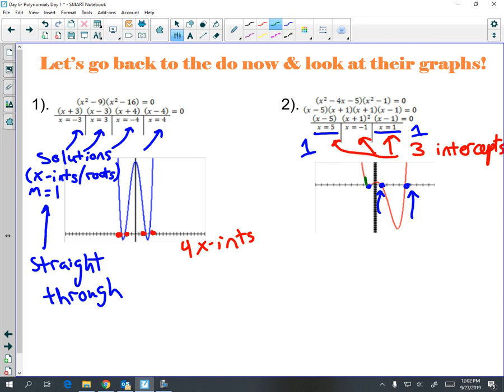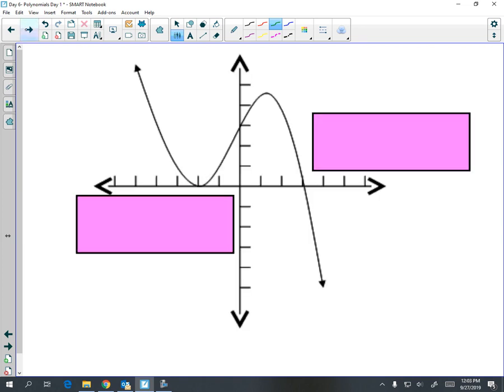But this guy is bouncing, which means it had a multiplicity of 2. And you could tell it happened twice because of the exponent there. X plus 1 happened twice. It's x plus 1 times x plus 1. So this x equals negative 1 happens twice. It's a multiplicity of 2. So that's how it affects our graphs. The shape changed there. If you're still confused on it, let's try a few examples.